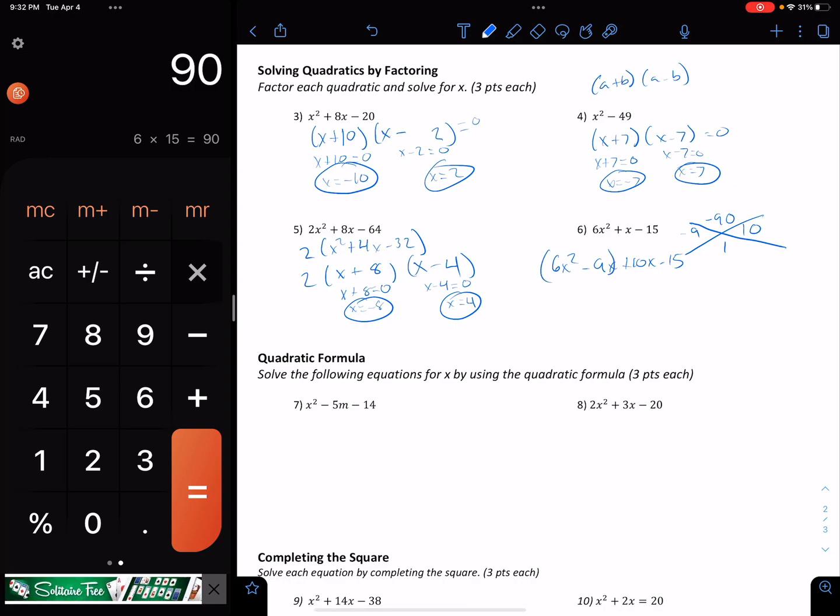Okay, so then I combine and group. So I can pull out a 3x. So I'm left with 2x minus 3. And here I can pull out a 5. And I'm left with 2x minus 3. So combine what's on the outside. So 3x plus 5. And combine what's on the inside. 2x minus 3. So I set these both equal to 0.